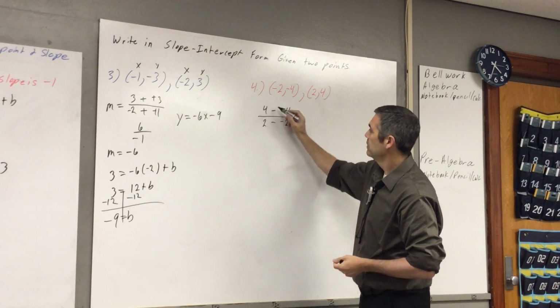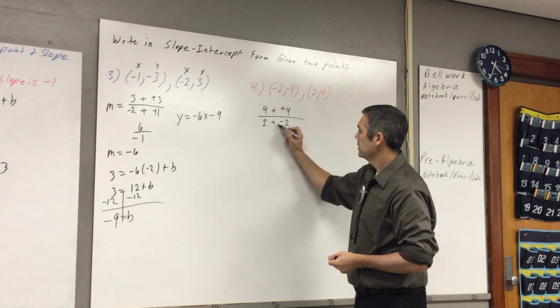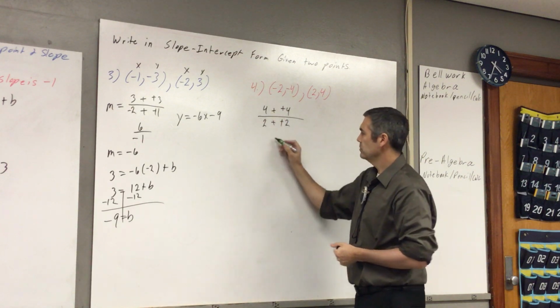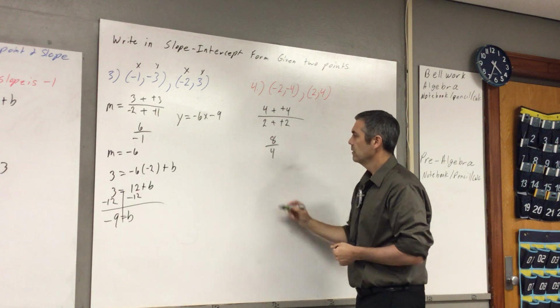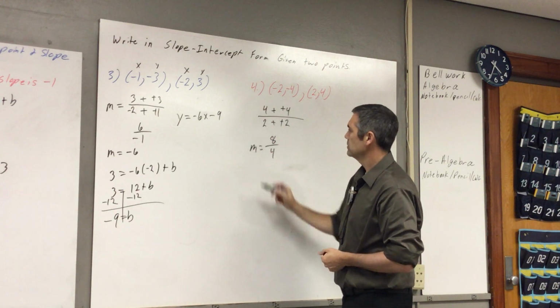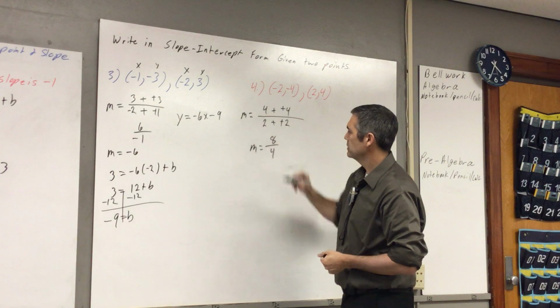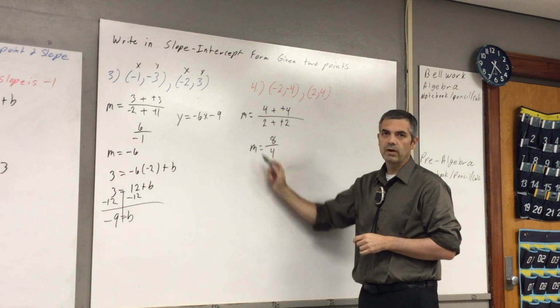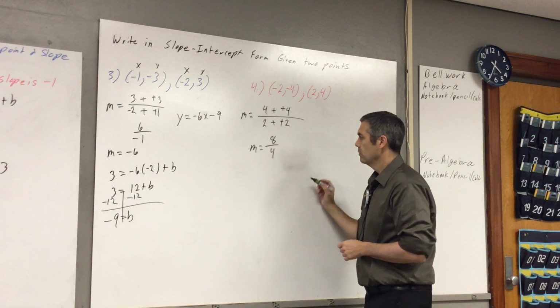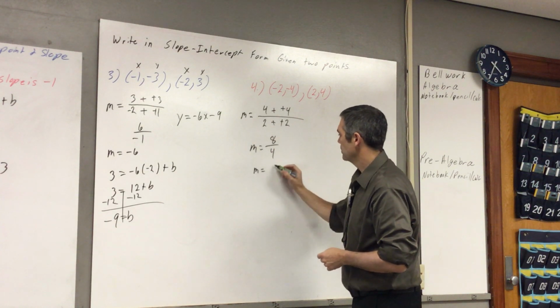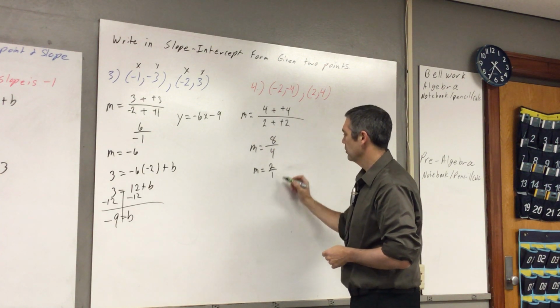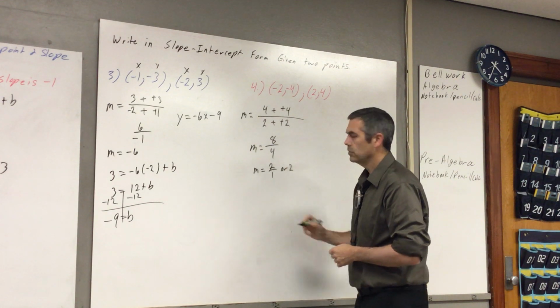I'm going to come in here, click, click, click, click. 4 plus 4 gets you 8. 2 plus 2 gets you 4. So m equals 8 over 4. And I'm going to put this right here just so you can see it. Reduce your fraction, okay, which is 2 over 1 or just 2.